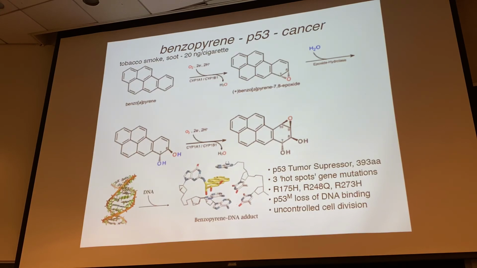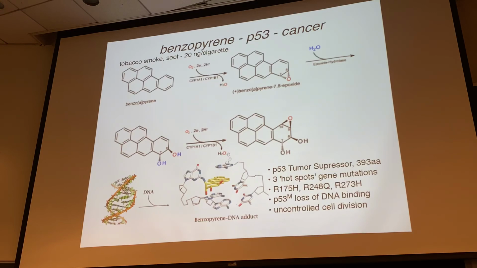About 20 nanograms comes out of a single cigarette. That's not very much, but if you smoke a lot or inhale a lot of burning campfires or whatever, you'll get some of this in your blood. And in the liver, this will be converted into this epoxide. Your liver does some oxidations with CYP enzymes and oxygen. And this epoxide right here is electrophilic. It can be opened up with water to form the diol. Now it's more water soluble. It persists in the body a little longer.